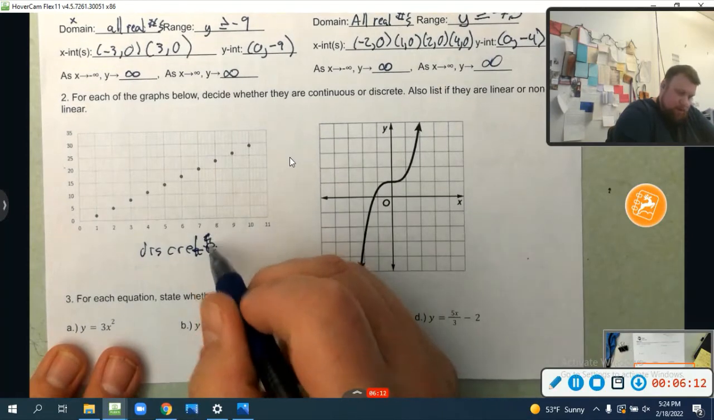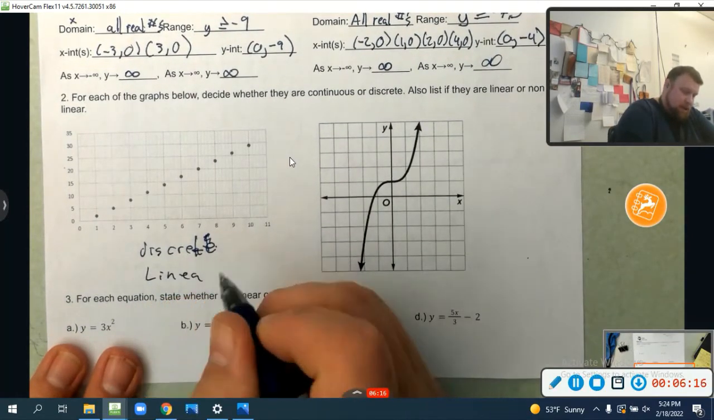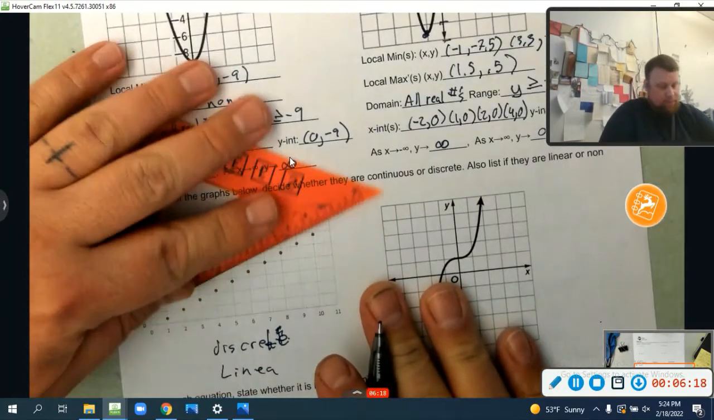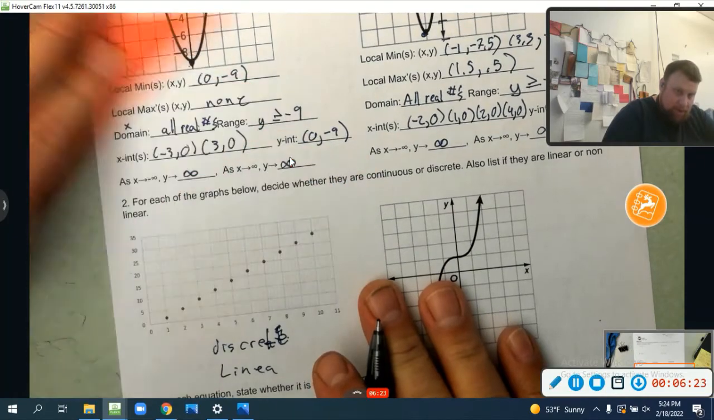Goodness gracious, I don't learn how to spell. And what is it though? It's linear. It is a line. I can put a ruler down, and it would hit all the points. There we see that.